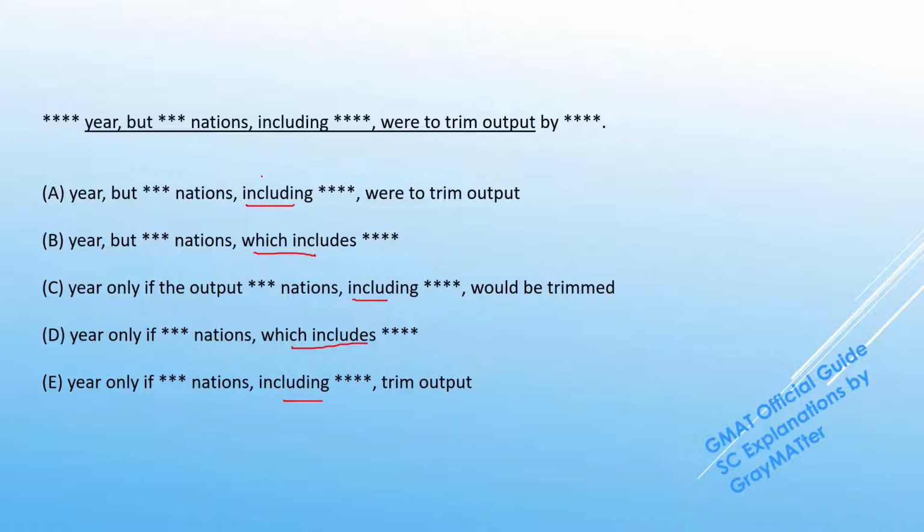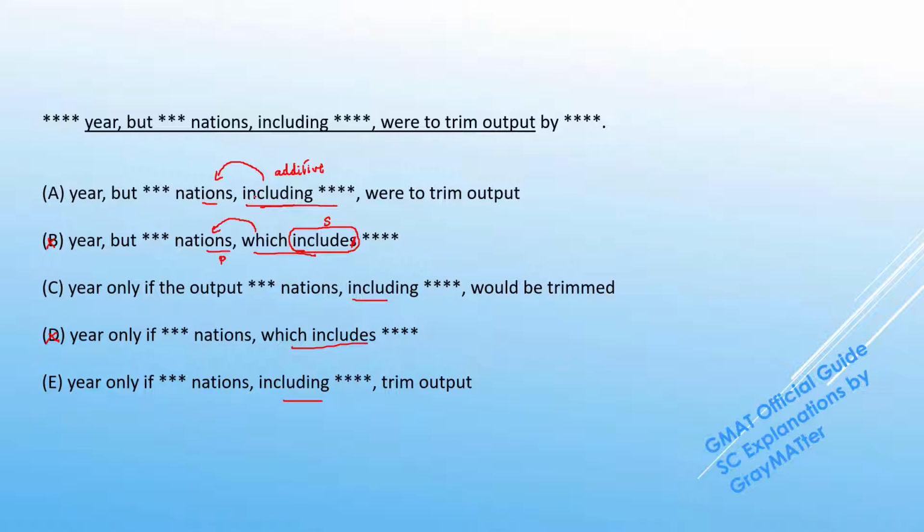Now, this is an easy point of attack because this "including" is acting as an additive to these nations. So it's adding extra information for these nations. The "which" is also fine because it's acting as a relative clause to these nations, but the verb here is "includes," which is a singular verb, but the noun here is a plural noun. So it shouldn't have been "includes," it should have been "include." So B goes off by the noun and verb agreement. The same mistake is there in D, so D goes off as well.